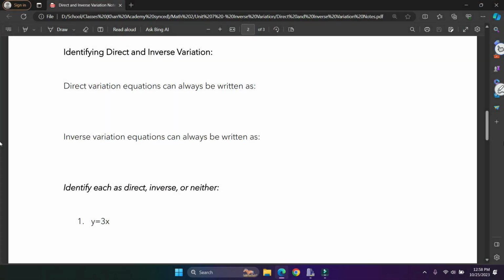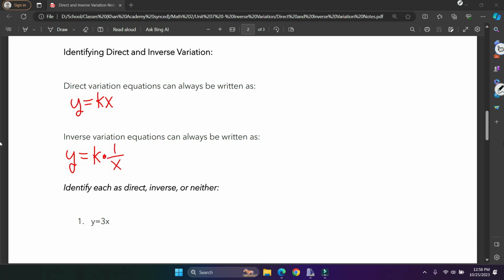Alright, so in this video, we're going to be learning how to identify direct and inverse variation equations. Direct variation equations can always be written as y equals k times x. And inverse variation equations can always be written as y equals k times 1 over x.